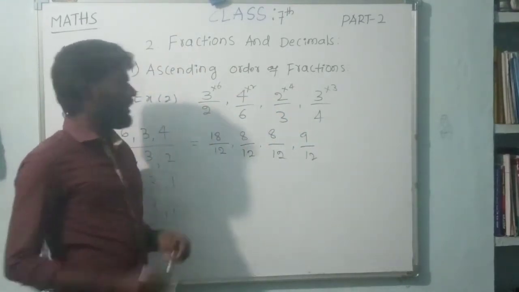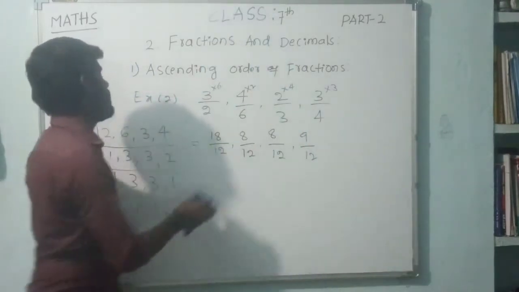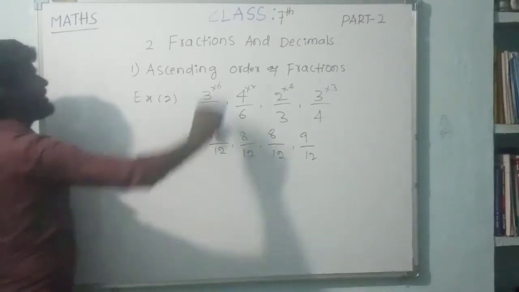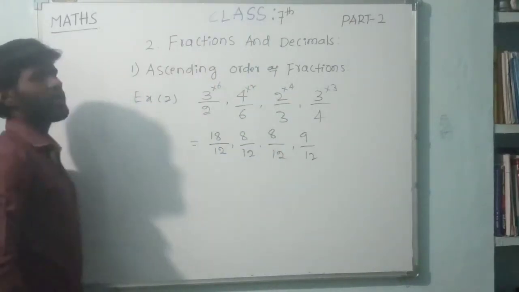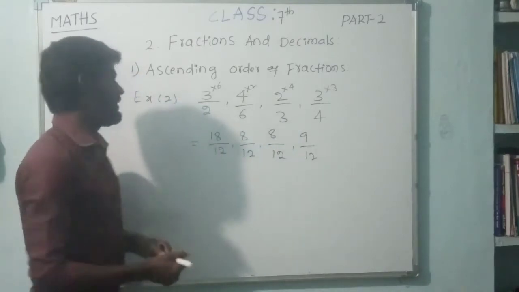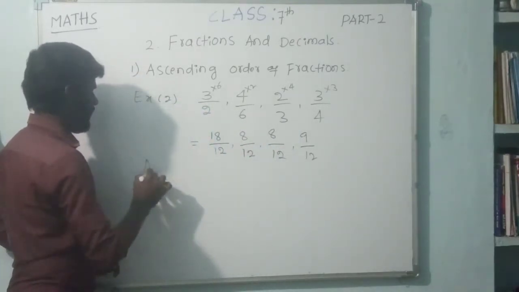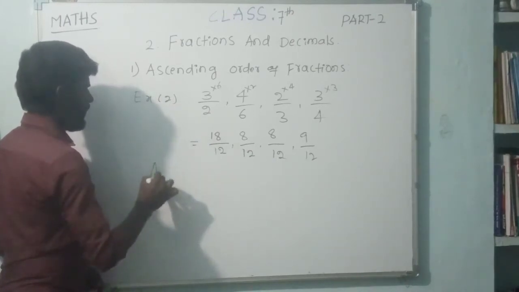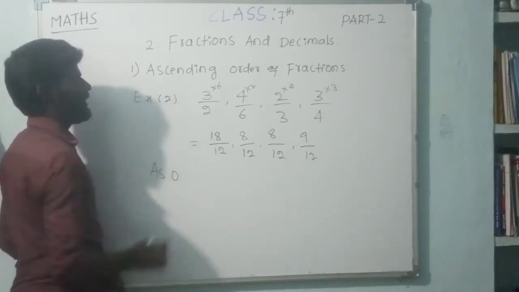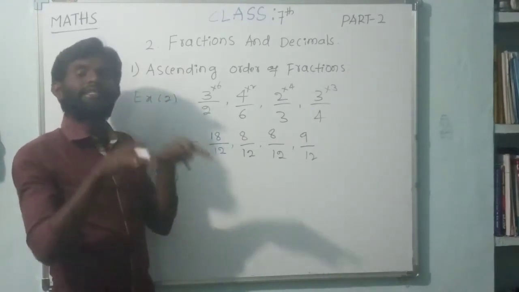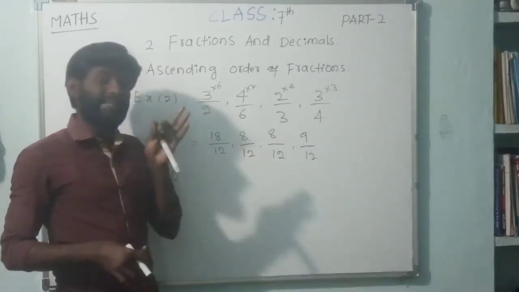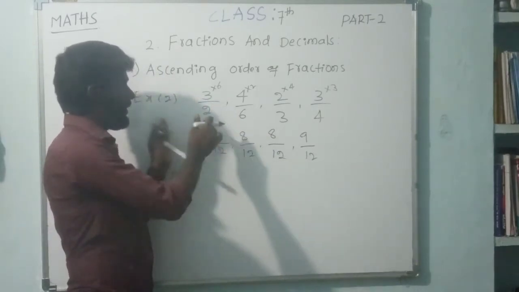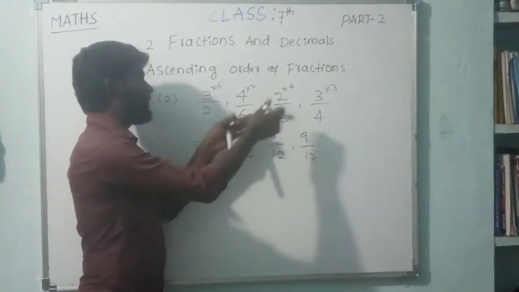Now see, you need to find which is the lesser and which is the greater fraction, which is the least fraction and which is the greatest fraction, because you want to write in ascending order. First you need to find the least fraction. As I told you, lesser the numerator, lesser the fraction. Just see: 18, 8, 8, 9.